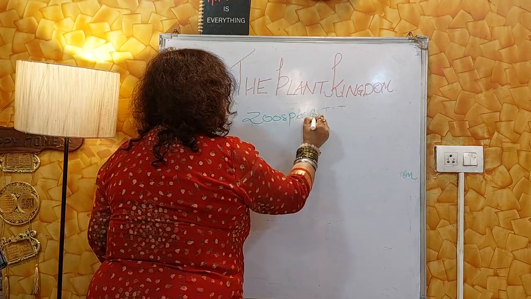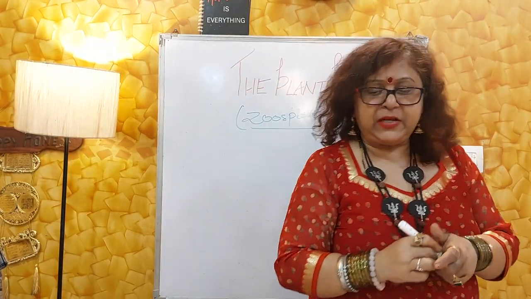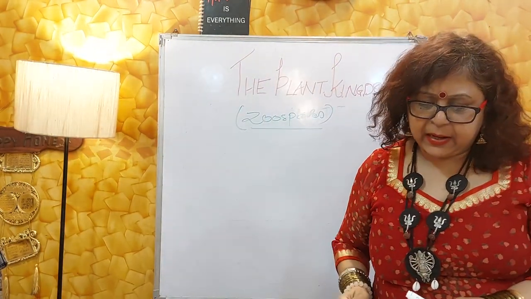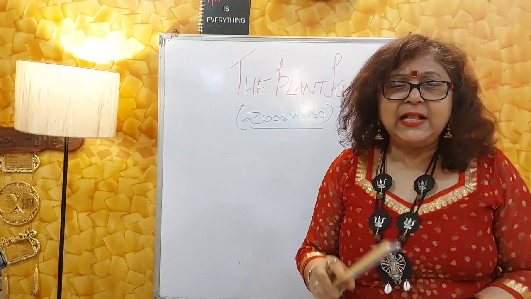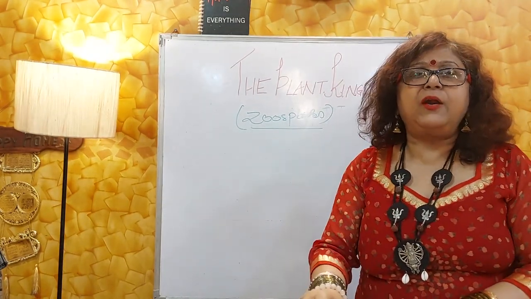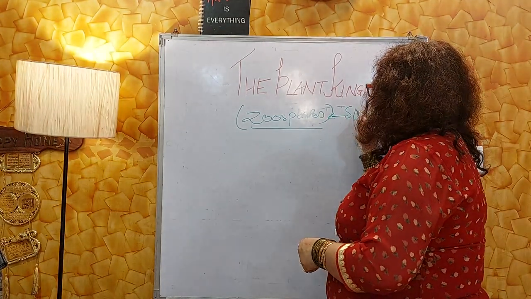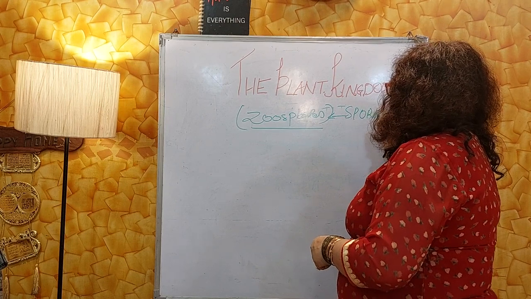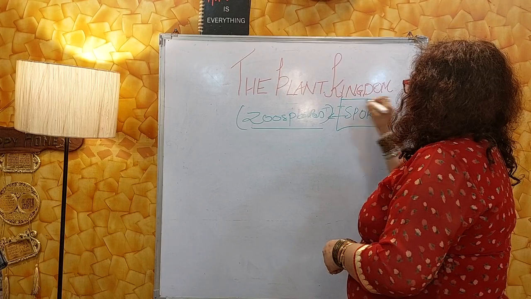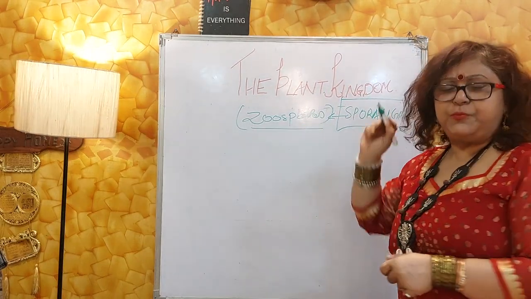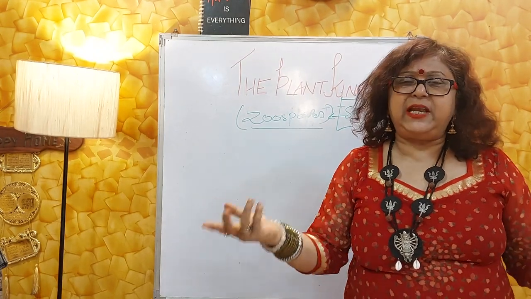Zoospores. This is the most common mode of reproduction, which are flagellated and motile. The zoospores germinate to give rise to a new plant. The cells which produce these spores are called the sporangia. Sporangia give rise to zoospores, remember that. And these can be the vegetative cells.